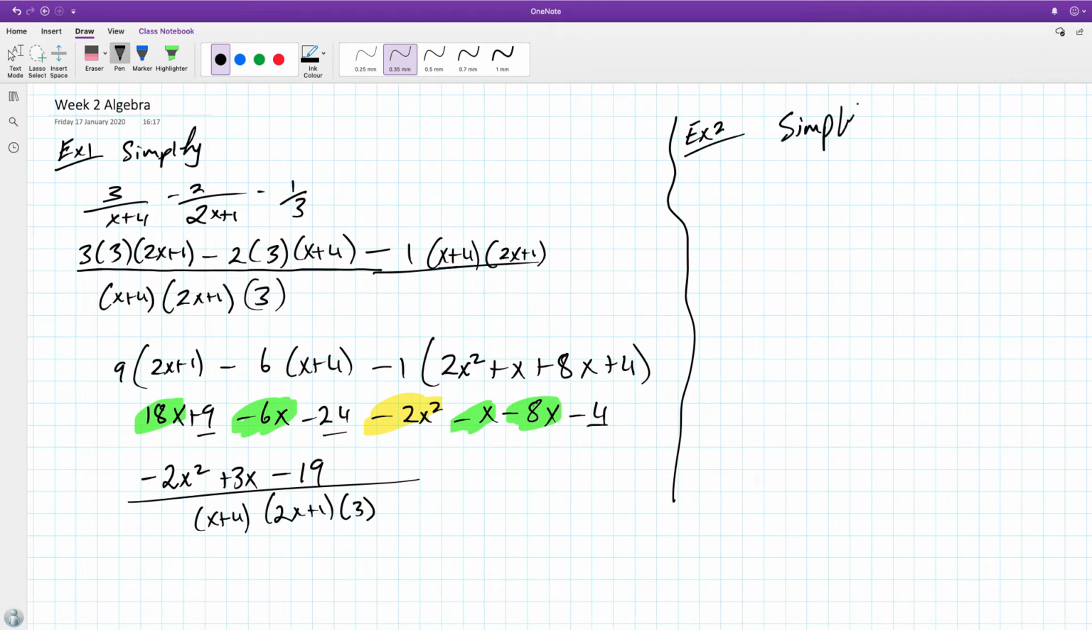Simplify for me: 2 over x plus 2, minus 3 over 3x plus 1, plus 1 over 4. Off you go.